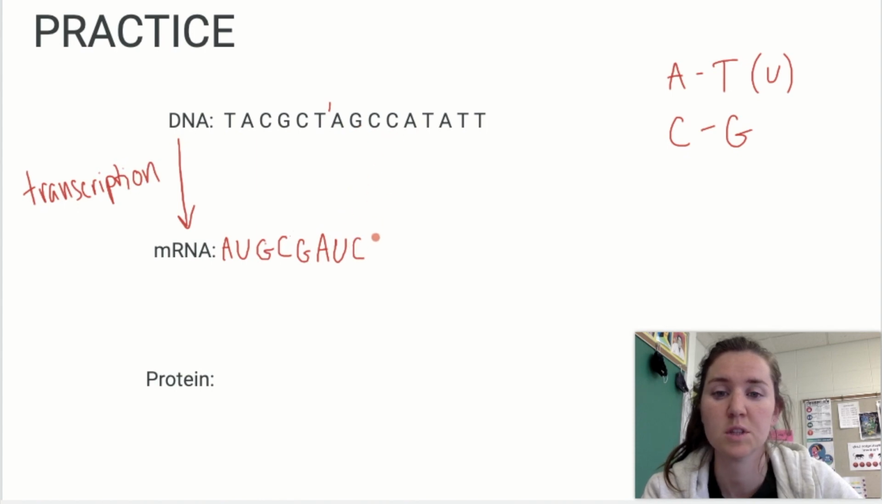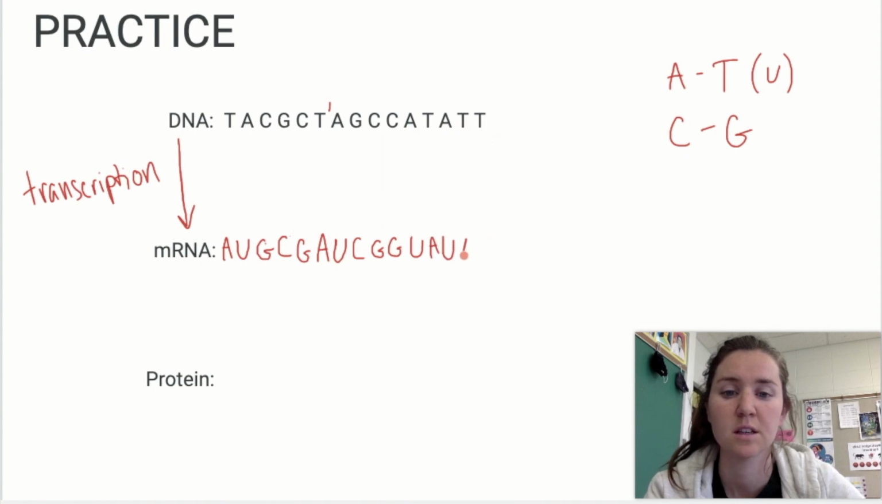Then there's two C's, so we'll have two G's. An A, so we have a U. A T, so we have an A. An A, so there's a U, and then two T's, so two A's will pair with those.